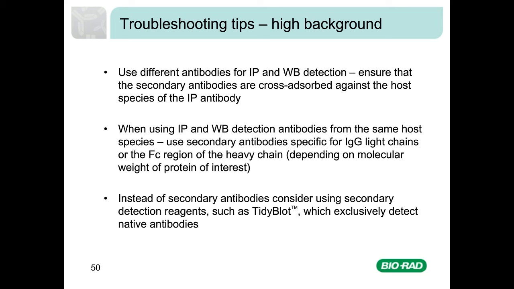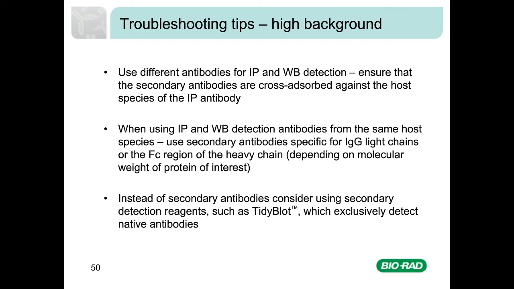In cases where you have to use IP and Western blotting antibodies from the same species, my recommendation is to use the secondary antibodies specific for the light or the Fc region of the heavy chain of your host species. For example, you could use a rabbit IgG light chain specific antibody for detection of a 50 kilodalton protein. Using this secondary antibody would still result in the detection of the IgG light chain, however, not in detection of the 50 kilodalton heavy chain, which would mask your protein of interest as they have the same molecular weight.